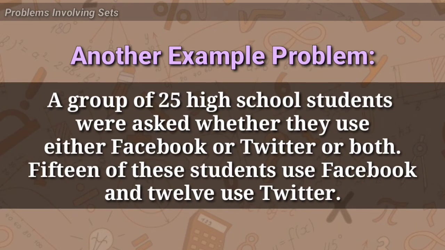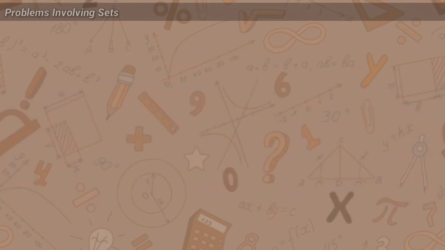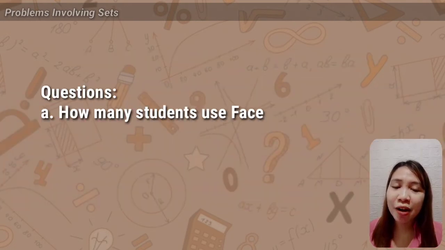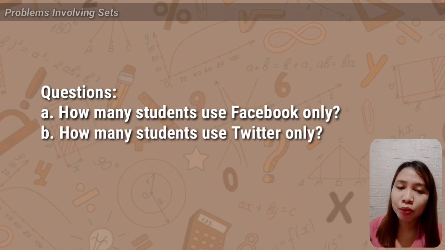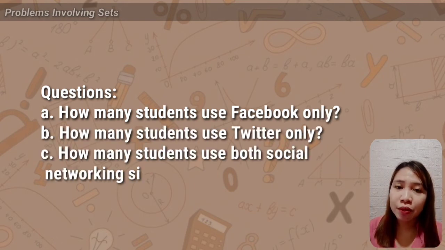Another problem. A group of 25 high school students were asked whether they use either Facebook or Twitter or both. 15 of these students use Facebook and 12 use Twitter. These are the questions. Letter A, how many students use Facebook only? B, how many students use Twitter only? And C, how many students use both social networking sites?